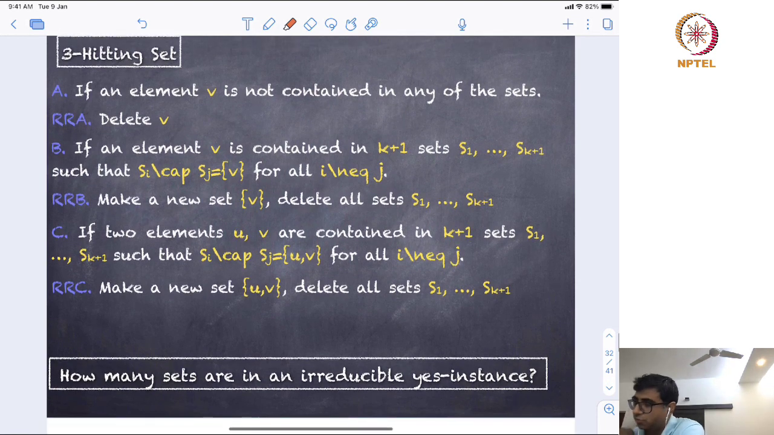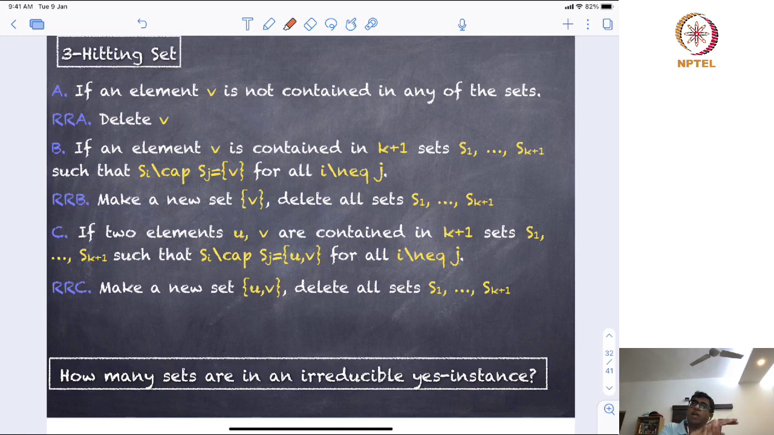So, what are my reduction rules? If an element v is not contained in any of the sets, the reduction rule applies: delete v. If an element v is contained in k+1 sets S1 to Sk+1 such that Si intersection Sj is {v} for all i not equal to j, then what is our reduction rule? Right? Make a new set {v}, delete all sets S1 to Sk+1.